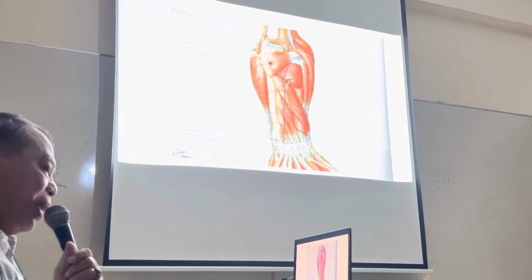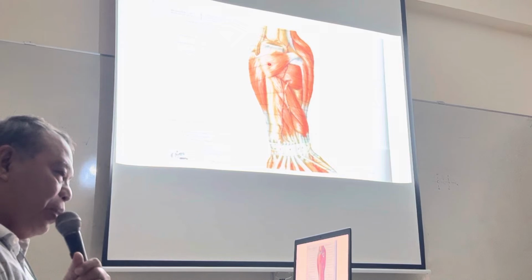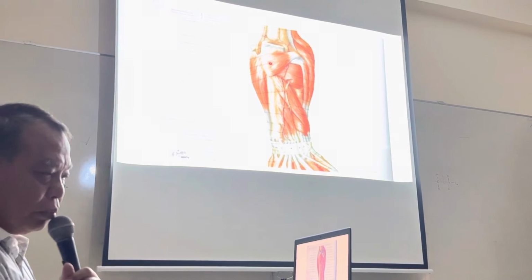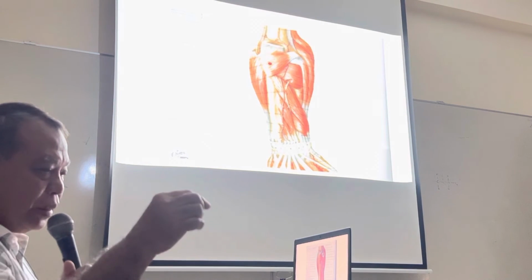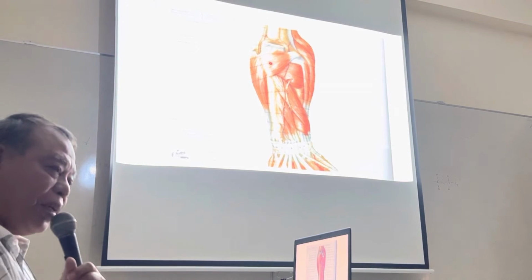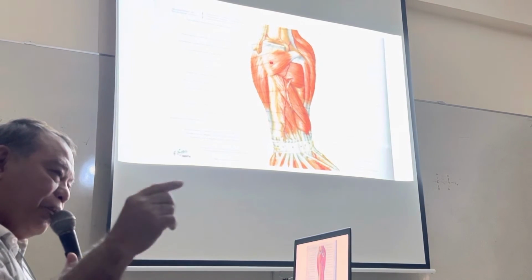And then the brachial artery will give off its largest branch. What is the largest branch of the brachial artery? This branch will accompany the radial nerve.